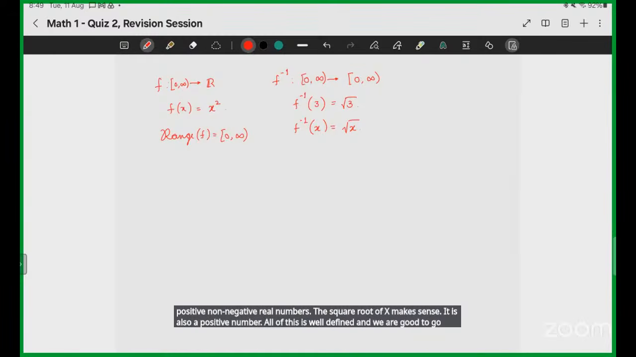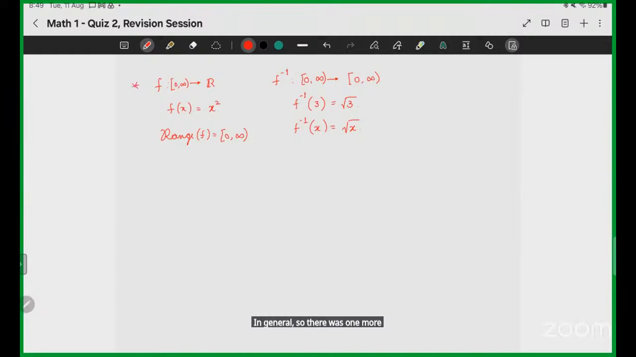In general, there was one more example that was suggested. Can you repeat, please? That is 2x plus 3. Okay. First of all, is this a one-to-one function? Can we define the inverse?